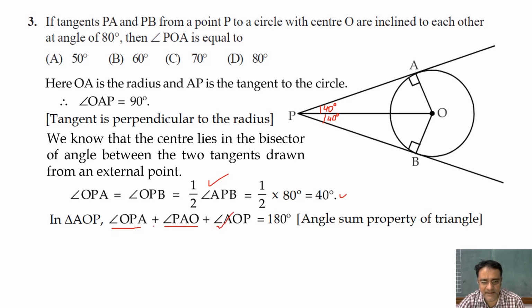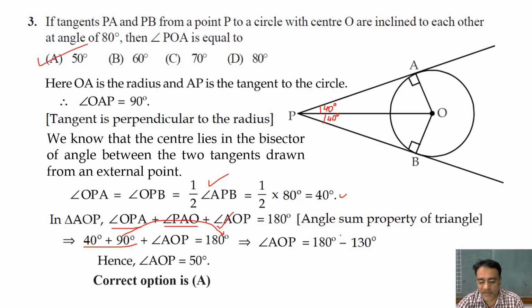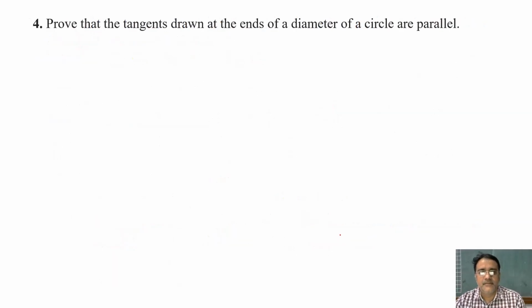This one we need to find. Okay, 40 plus 90 is 130. We'll shift to this side, so it will become minus 130. So what is the final answer? 50 degrees. Yes, 50 degrees. So hence the correct option is A. Okay, any doubt in this question? No, sir. Okay, next question.